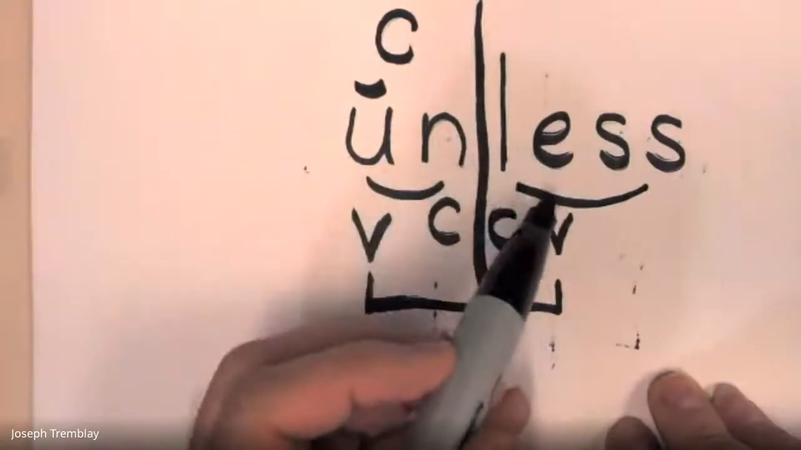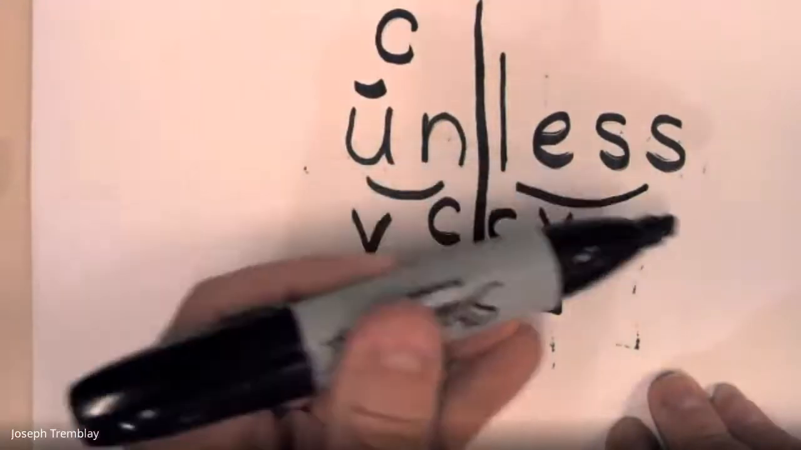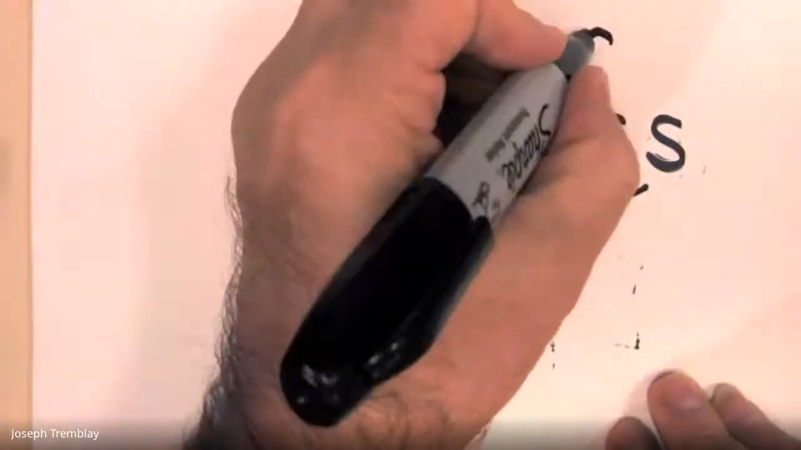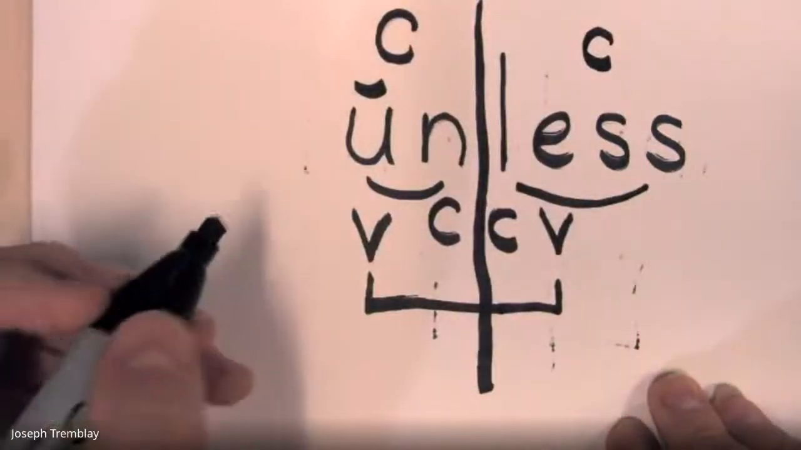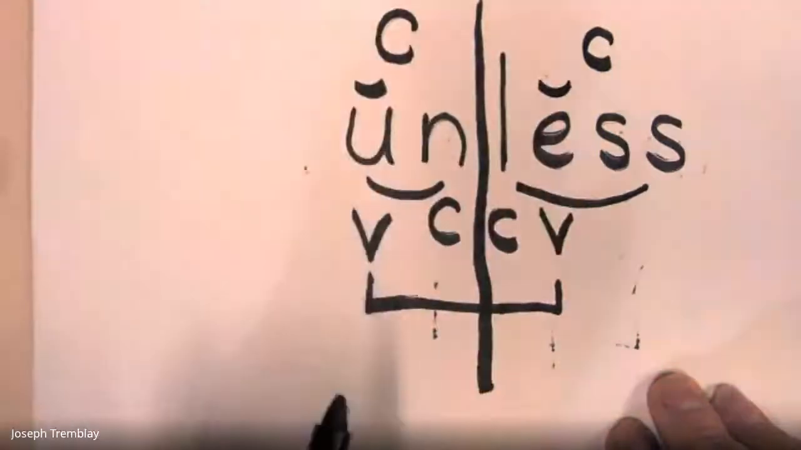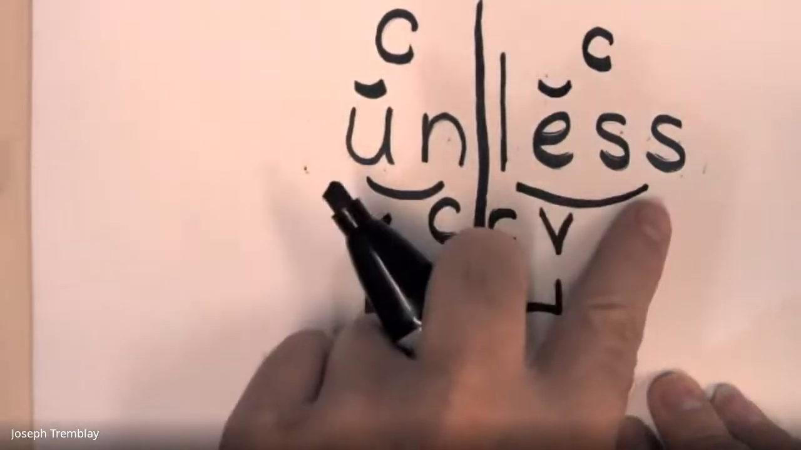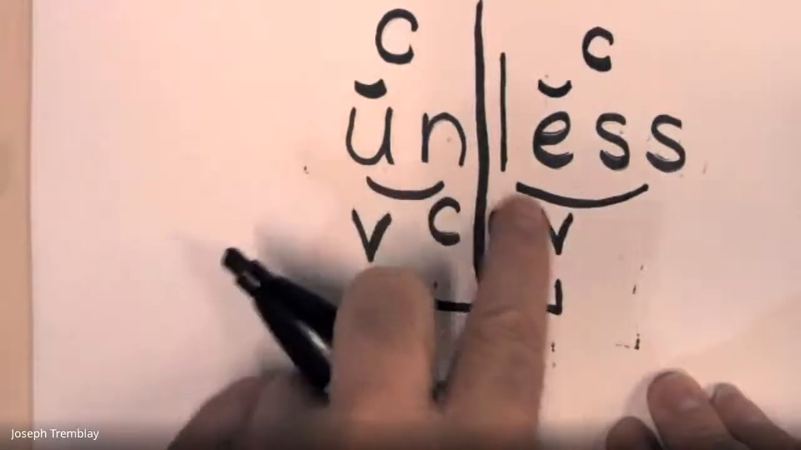And over here, here's my vowel. Can it run away to the right? No, it's going to run into the S. So this is also closed. And so it's going to say not E. This isn't "unless." This is unless.